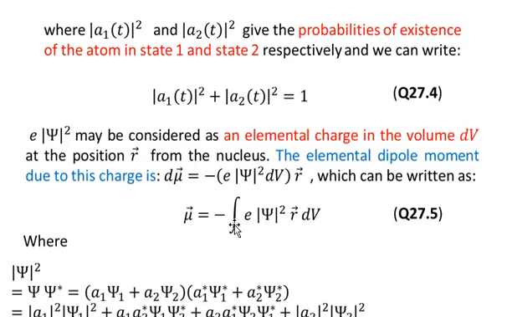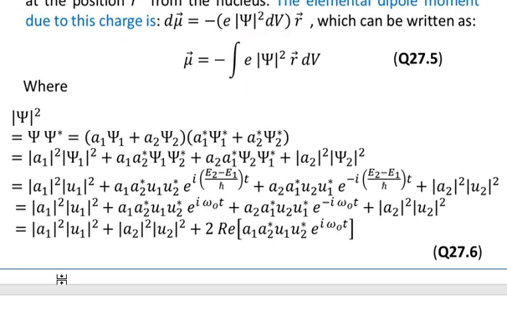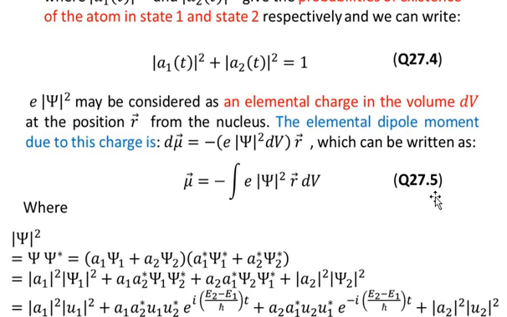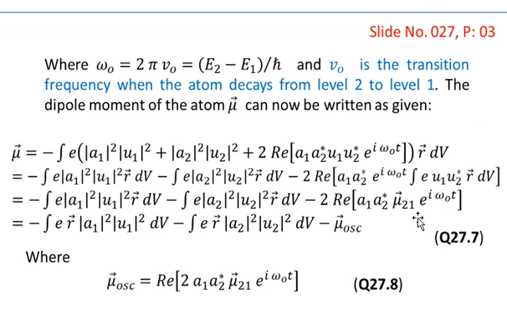So what we are doing, we are substituting the value of psi mod square given in the last expression of equation number 6 into equation number 5. We get this equation, that is equation number 7. So we have these three terms, and we have expanded the integral over the three terms.